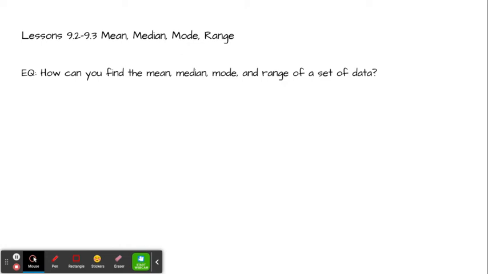So, in today's notes, we're going to be combining two lessons, lessons 9.2 and 9.3, and we will be covering mean, median, mode, and range. Our essential question: how can you find the mean, median, mode, and range of a set of data? Remember, you can always stop and pause this video so that you're able to get all the notes down. And remember, do this at your own time and with your own pace.